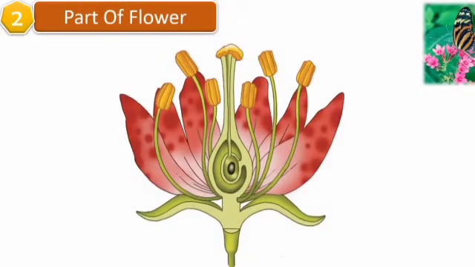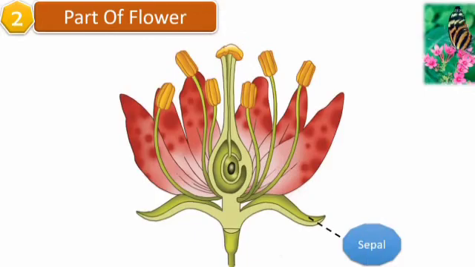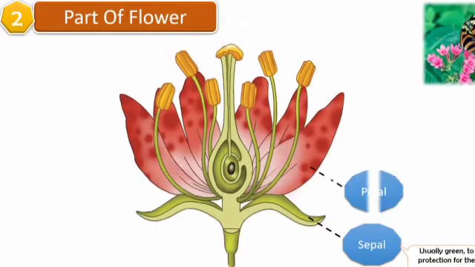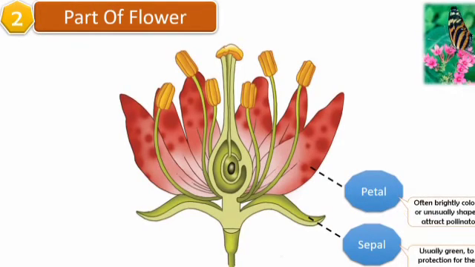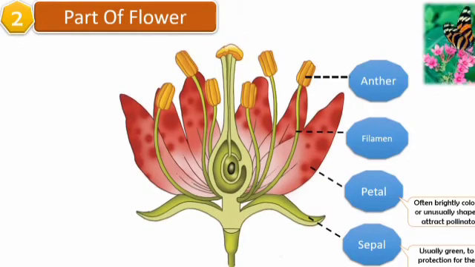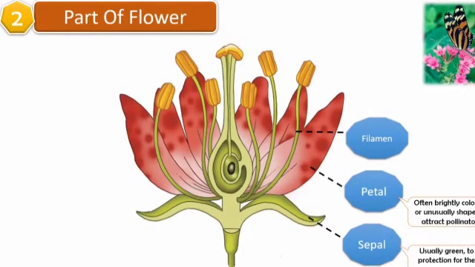The second part of our plant reproductive system is about the parts of the flower. There are seven parts in the flower. The first is sepal. Sepal is usually green, like a leaf, for protection of the flower bud. Second, petal. Petals are often brightly colored or unusually shaped to attract pollinators. In the sunflower, there are many colors: green, yellow, red, pink, until purple.